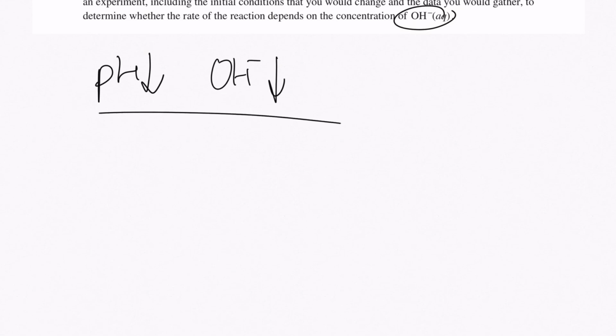So for this one, you can just lower the pH and keep everything else the same, because changing the pH changes the concentration of the OH minus. You decrease the OH minus. If you do this, I think you answer the question. And that's all you need to do for F to earn the 1 point.